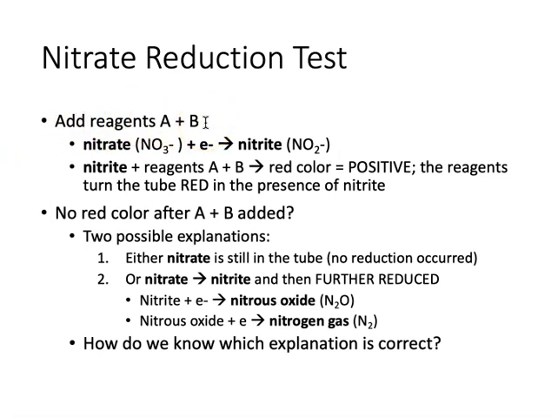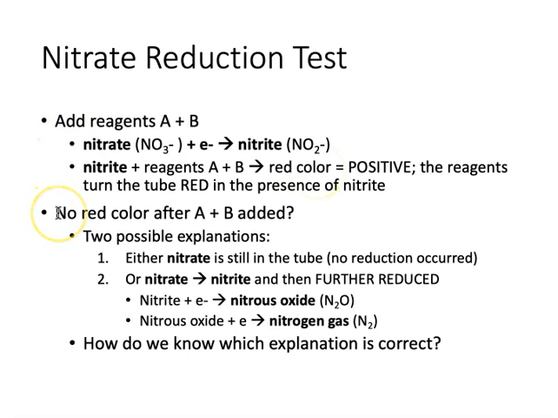If the bacteria that's growing in the tube took the nitrate in the broth and reduced it to nitrite, once we add reagents A and B, they're going to combine with the nitrite to produce a red color. That's a positive test result. That tells us that the bacterium reduced nitrate to nitrite. The nitrite reacted with reagents A and B and turned the broth red.